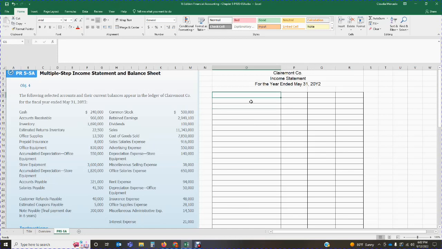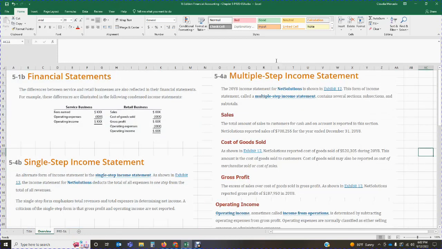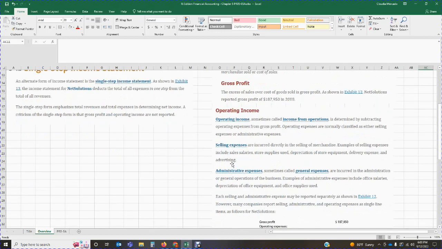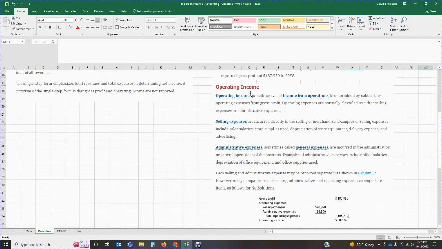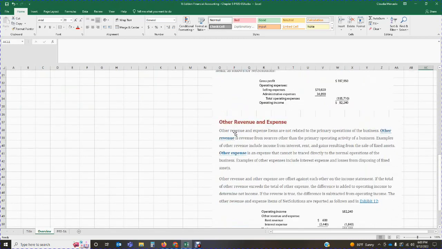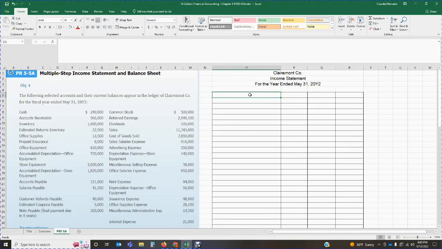So they're asking us to prepare the income statement using the multiple step form. This is basically the category that we're going to be using. We're going to have sales minus our cost of goods sold, which will give us our gross profit. We're going to deduct any operating expenses to arrive at our operating income, and then we need to classify our expenses either as selling or admin expenses, and then identify if we have any other revenues and expenses. So let's get rolling with this problem because it is long.